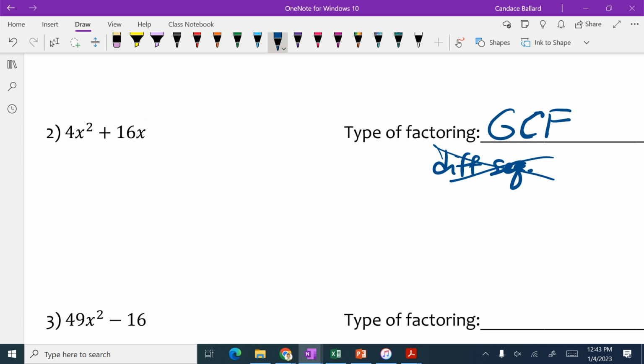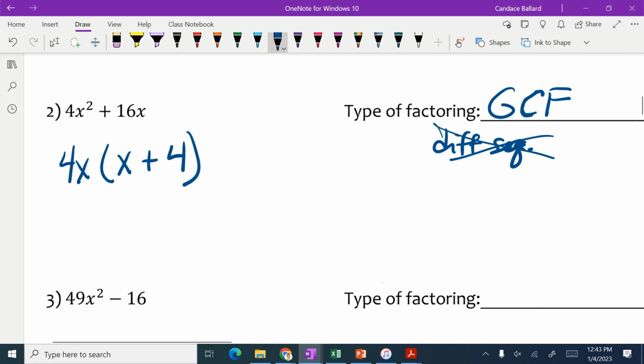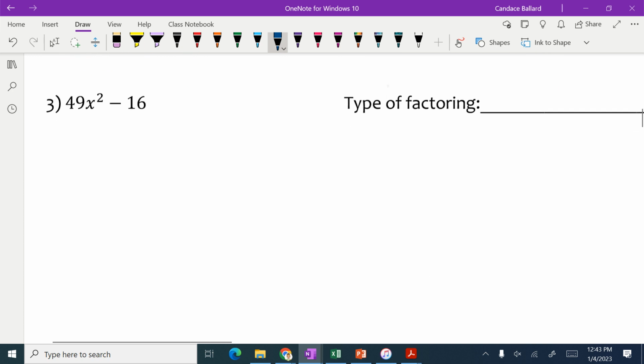So what was the greatest common factor you pulled out? 4x. Good. What's left behind? So when we divided it out, what'd you get? Everybody good with x plus 4? Notice, I didn't do the divide by 4x part this time. It's okay if you do that. You don't have to. Okay? All right. Let's take a look at number 3.